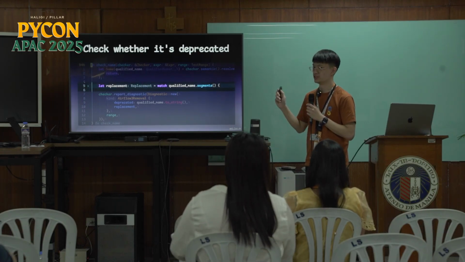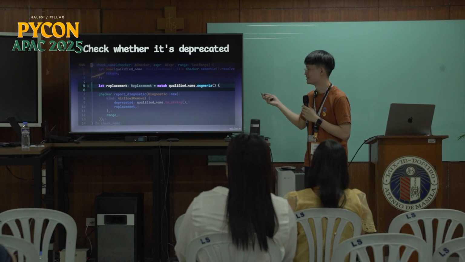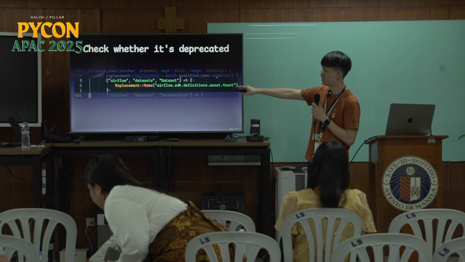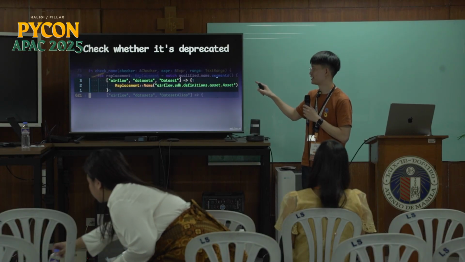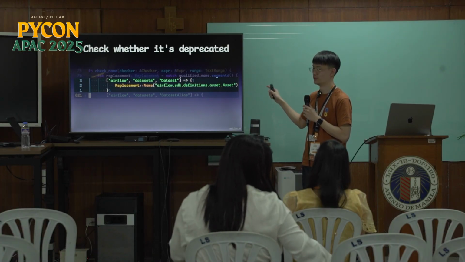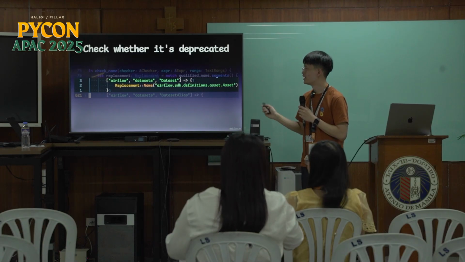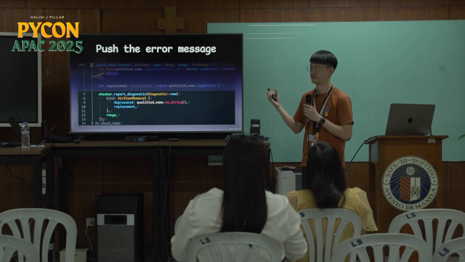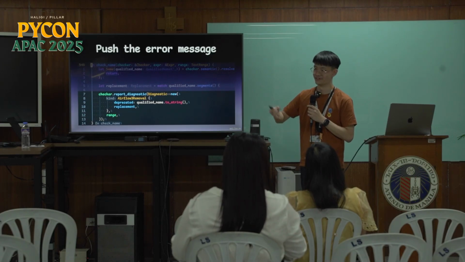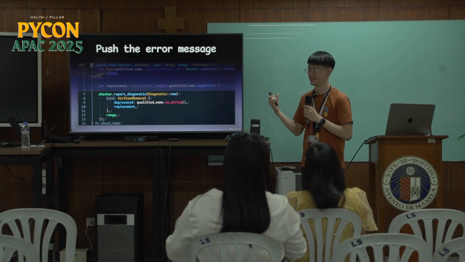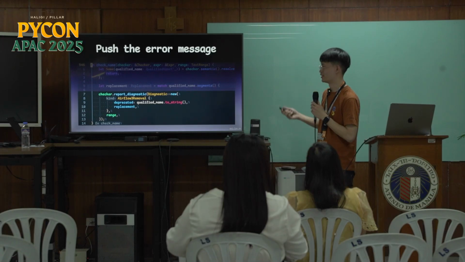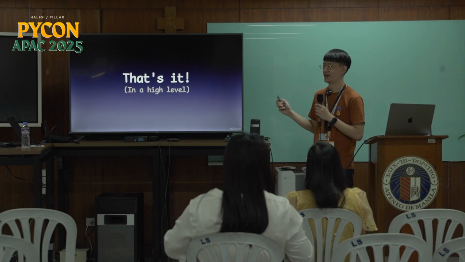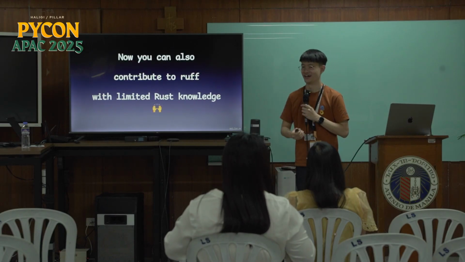And we'll just use somewhat like an if-else chain to check whether it's actually airflow.Dataset, and we'll replace it with the new name we want. And we'll just push the error back to Ruff, and Ruff will handle all those kinds of fancy stuff, like the terminal user interface and all that. So that's it at a super high level, and now you can be a contributor to Ruff based on the knowledge we have.